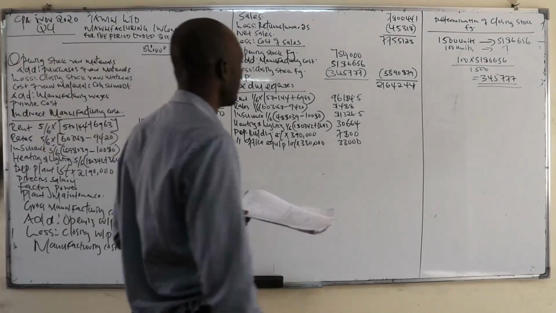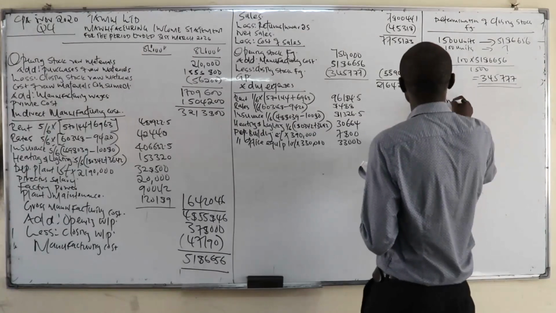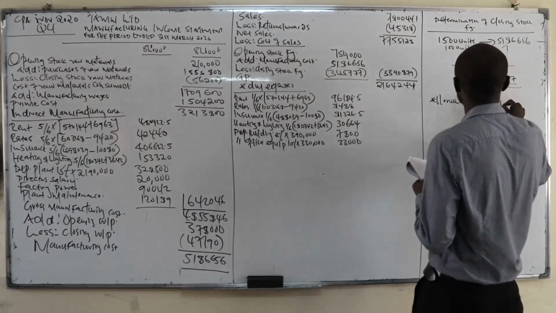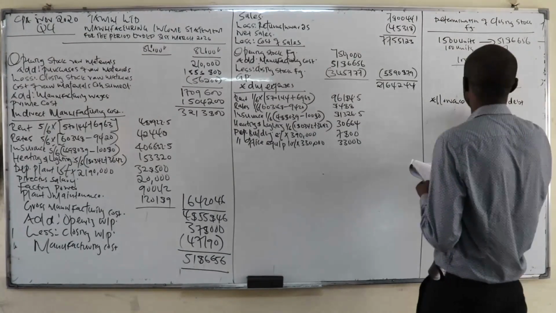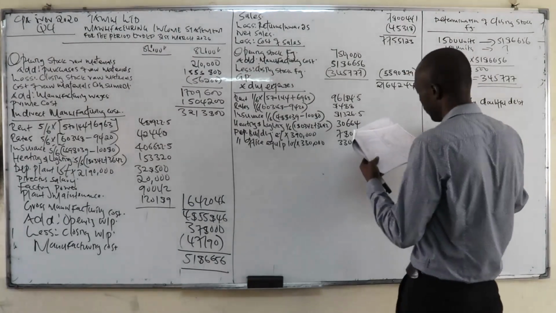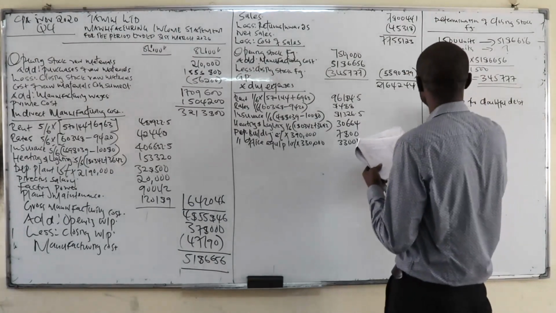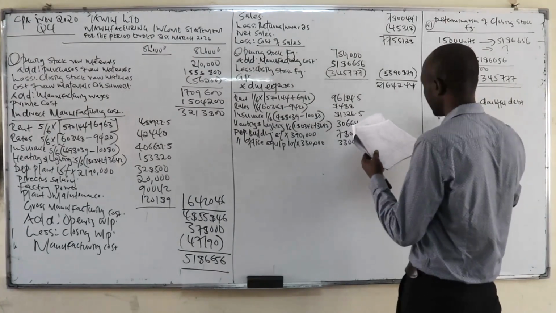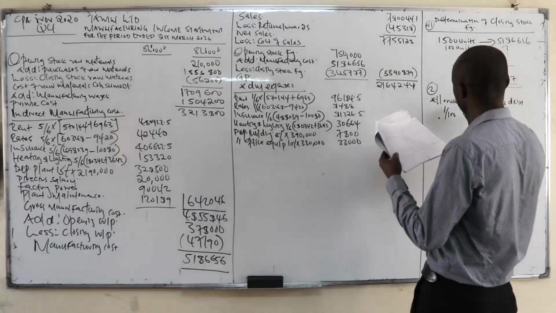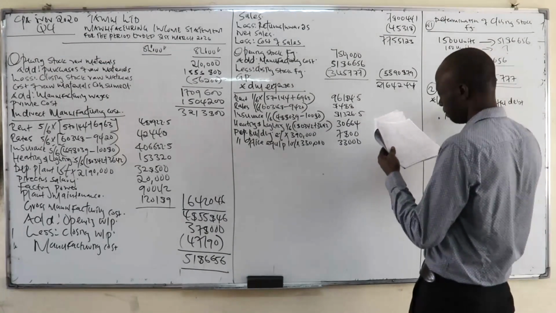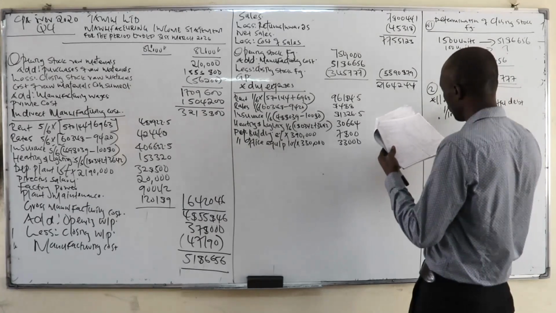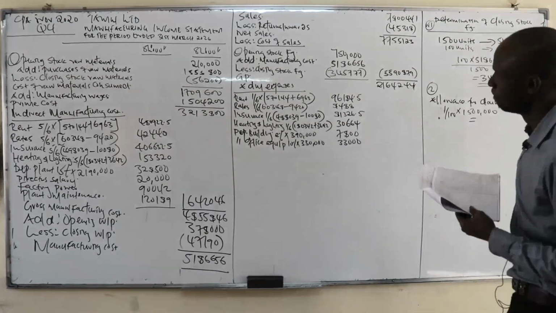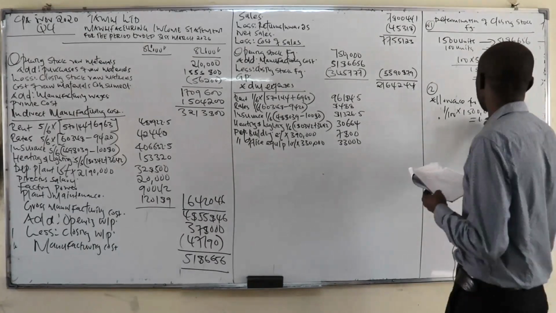So here we have allowance for doubtful debts, which is 1%, or 1 over 100. This is working number 1. This is working number 2. So 1%, what is the accounts receivable? 1 million, which is how much? 15,000. So that is the closing balance.